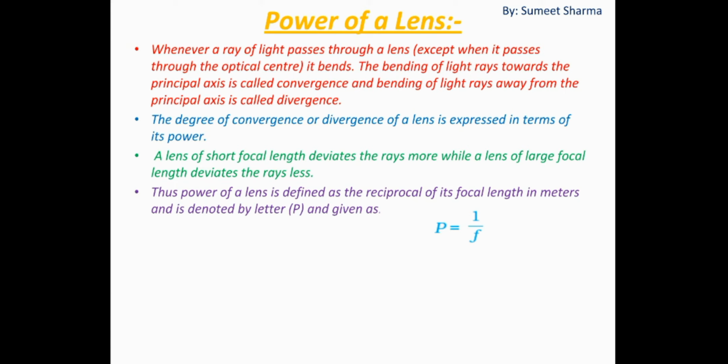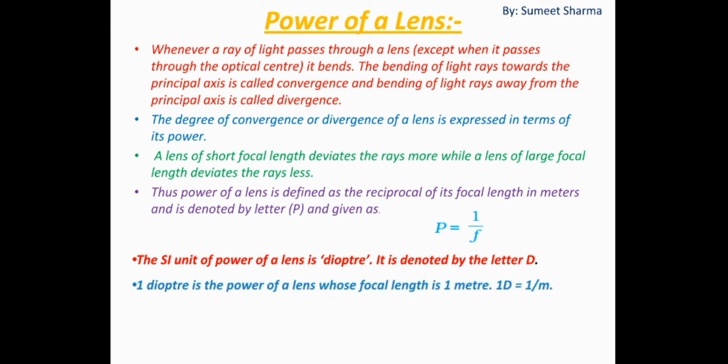Now we need to understand some basic concepts about the power. That the SI unit of power of lens is diopter. जो SI यूनिट है पावर ऑफ लेंस का, that is diopter. It is denoted by the letter capital D. So power is given in diopter. Okay, it is the SI unit.